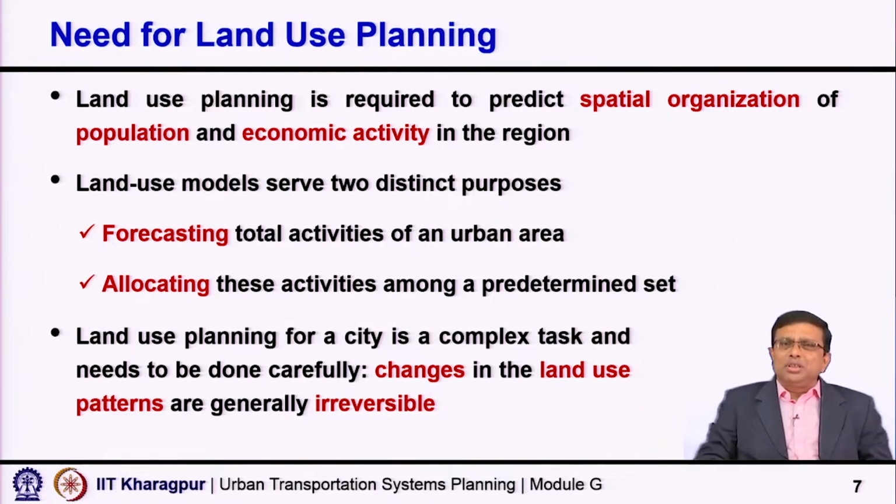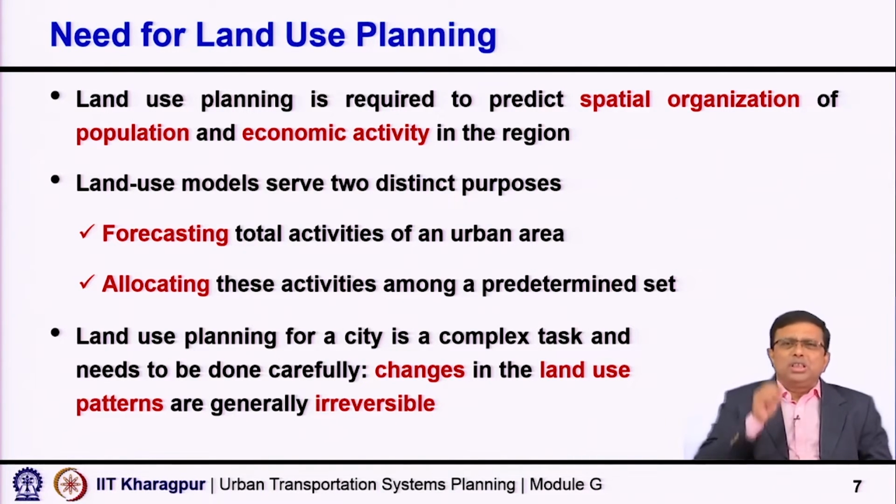Land use planning is required because it helps us predict the spatial organization of population, how the population will get distributed in different zones in a study area or in a region, and economic activity as well. How the population and the economic activities are going to be distributed will come from land use planning. And that is what we require as our basic input to start the 4-stage transportation planning process. Trip generation starts with these inputs, and these activities are converted into a number of trips, and then subsequently we cover all other stages: distribution, mode choice, route assignment, etc.